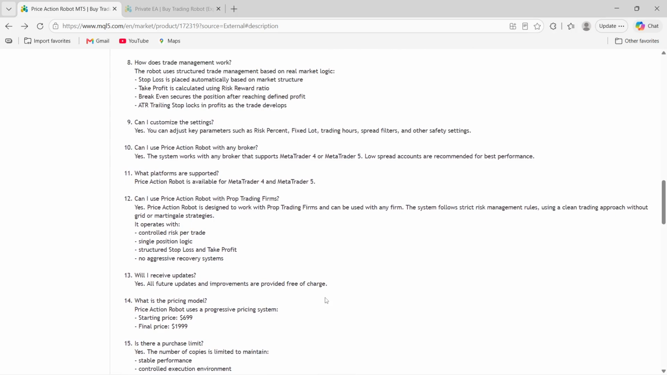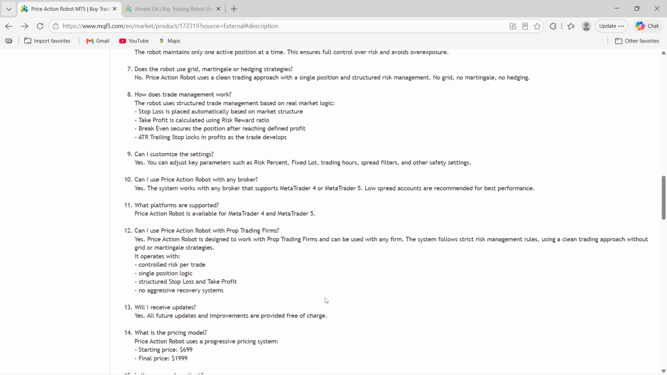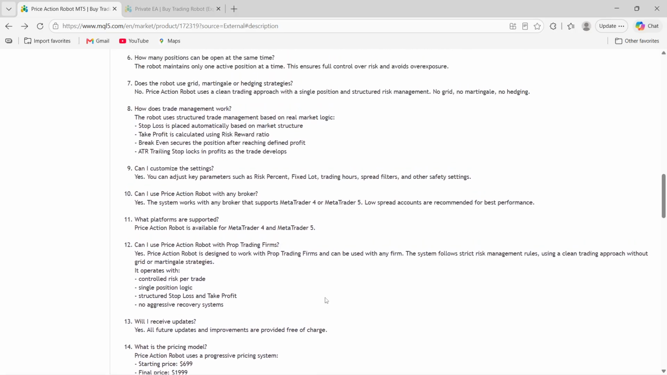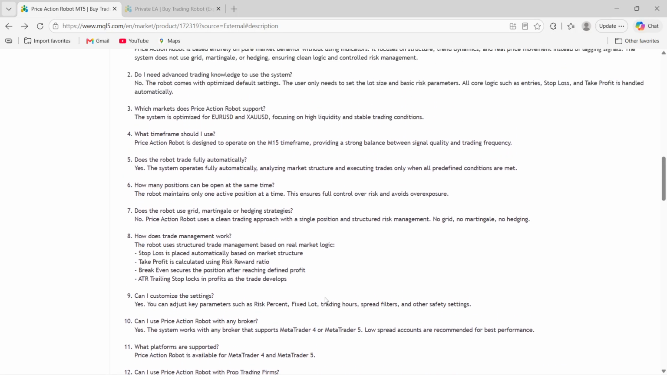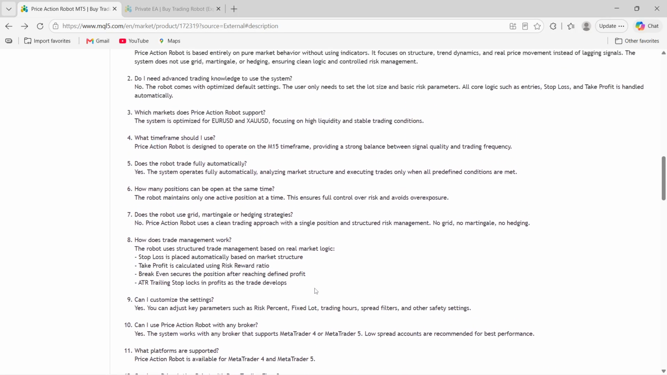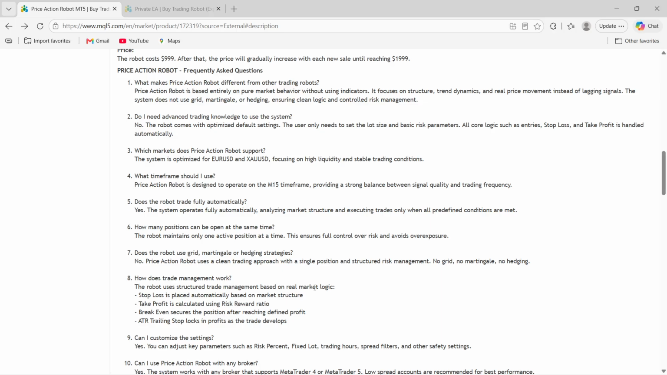So, who is it actually for? It's perfect for price action traders who want automation of their favorite setups. It's good for those who prefer clean, logical systems over complex indicators. You should probably avoid this EA if you want high win rate scalpers, dislike pattern trading, or need fully hands-off with no market understanding.